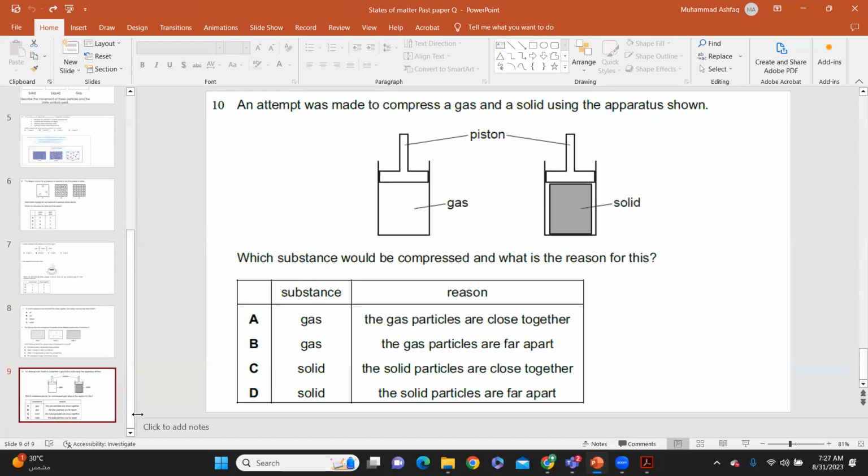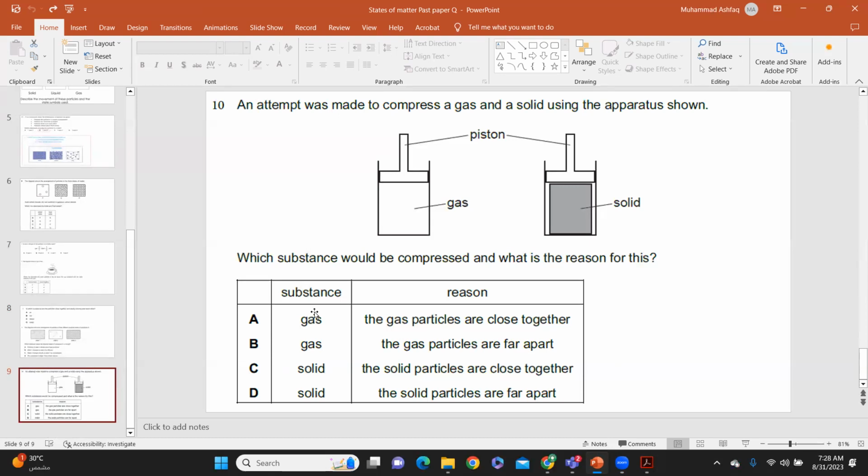Now, the last question. An attempt was made to compress a gas and a solid using the apparatus shown. You are going to press the gas and solid, putting pressure on them. Earlier we did temperature, this is about pressure. Which substance would be compressed and what is the reason for this? So which substance will be squeezed? It's asking you A, B, C, and D. Which one is correct?